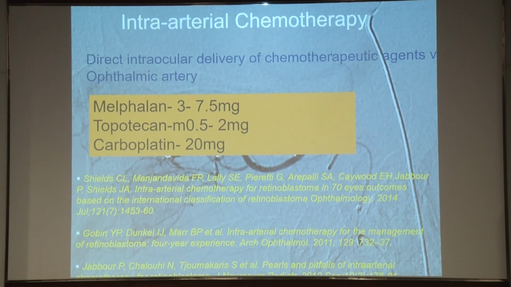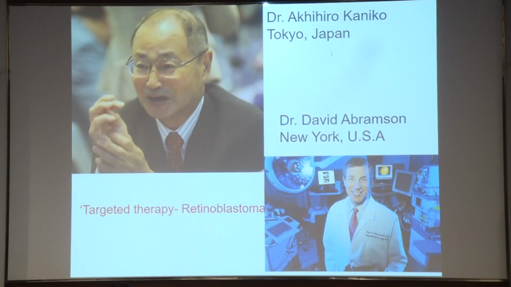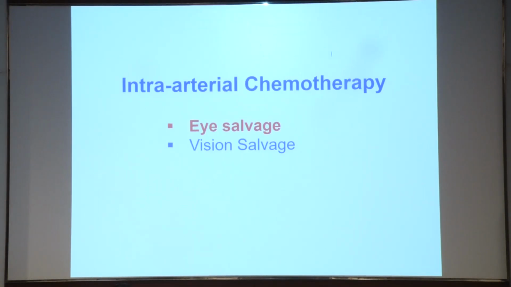Why am I emphasizing this here? As secondary intra-arterial chemotherapy, where you have chemoresistance to those drugs, you can always attempt intra-arterial chemotherapy to salvage the eyes. Thanks to Dr. Kaniko, who introduced this technique in the early 2000s, and which was popularized by Dr. Abramson in the United States as a targeted therapy for retinoblastoma. Intra-arterial chemotherapy focuses only on eye salvage and vision salvage.